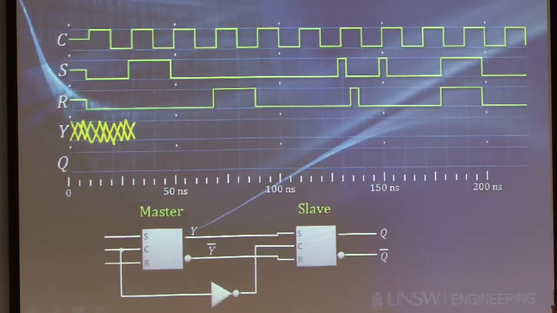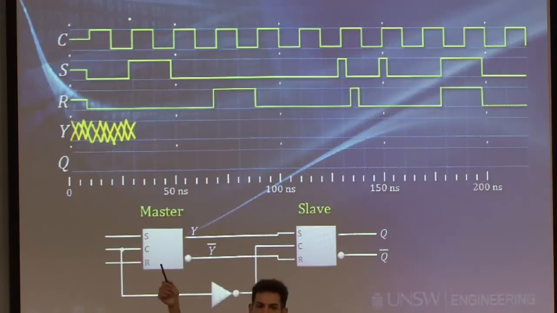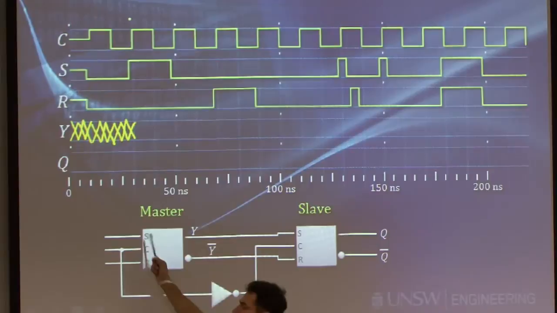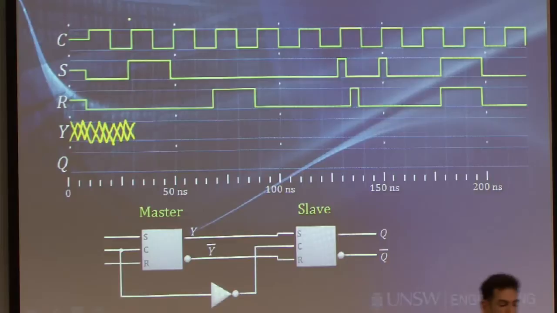Now, in this case here, you can see that the S signal actually changes before the clock goes high. But because this latch is disabled, we are ignoring whatever's going on there. So pulling S high will not affect the outputs Y and not Y. It will affect them now, because the clock will go high, and this latch is transparent. Whatever we see at the inputs, well, now we have S high and R low. That will put us in a set state.